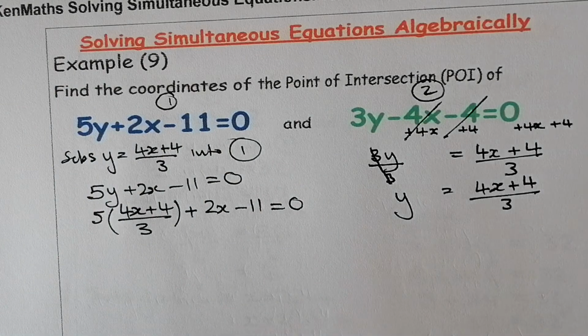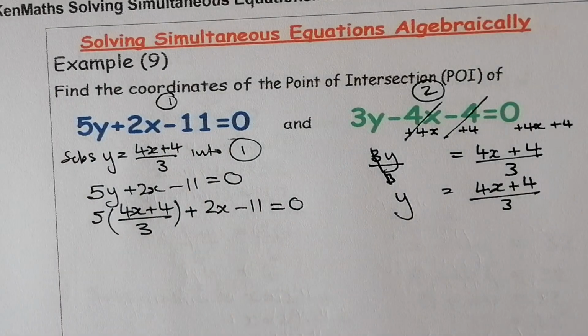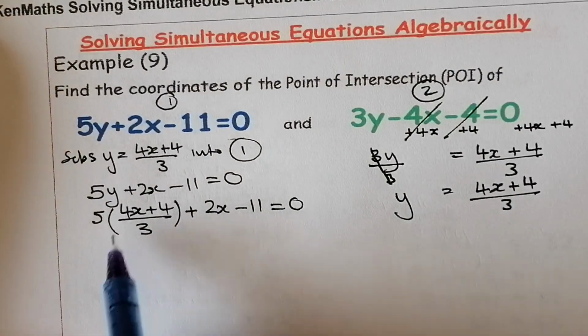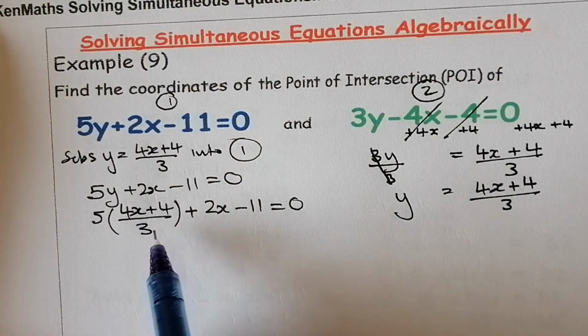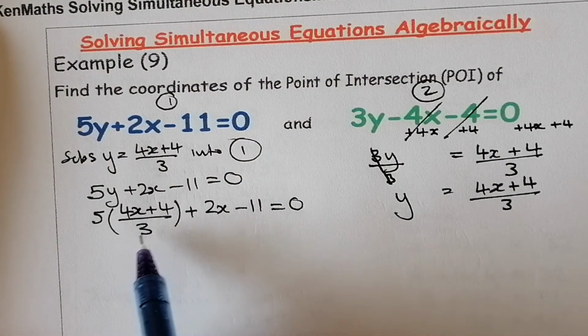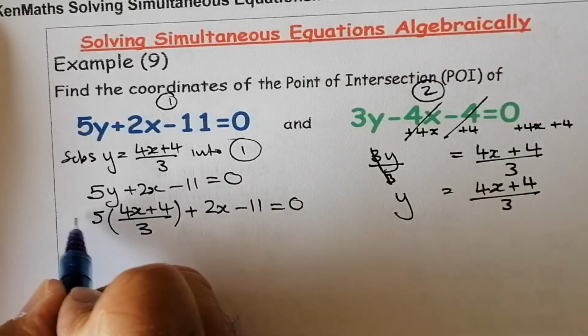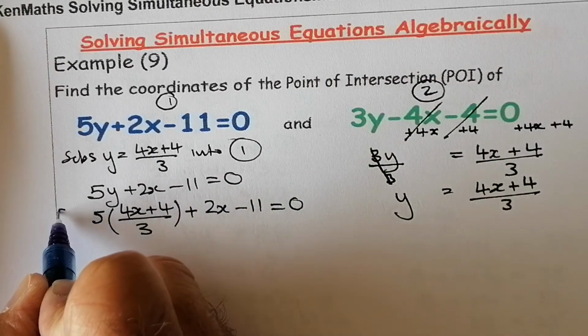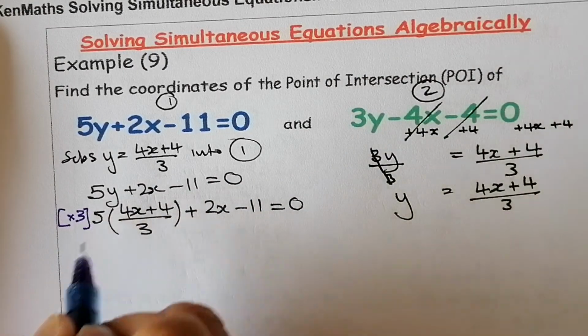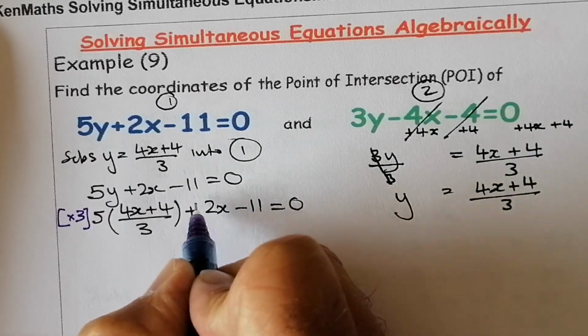Right, so it's starting to look a wee bit more awkward. So at this stage, what I'd like to do is get rid of the fraction part of it. To get rid of that 3 that's there, what I'd like to do is multiply everything by 3. So what I'll do is I'll times by 3 here. So this one here will be times by 3. I'm going to times this part here by 3.